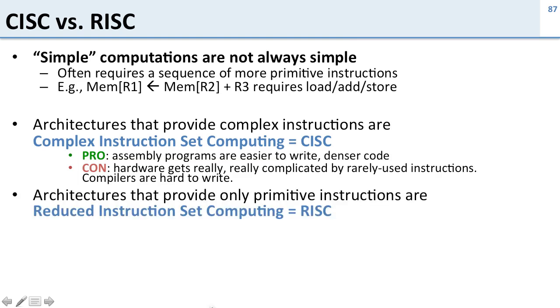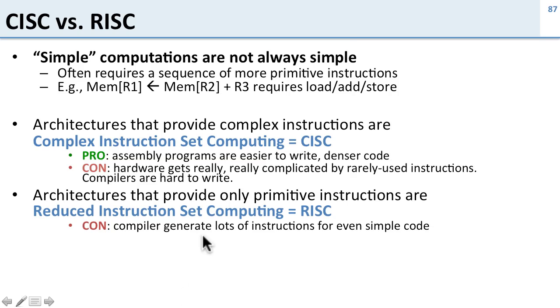The opposite of this are architectures that only provide primitive or simple instructions, and these are called reduced instruction set computing, or RISC. The con of RISC processors is that the compiler needs to generate lots of instructions even for simple code. So we saw how MIPS needs more instructions than x86 because x86 has these more complicated instructions. But the pro of it is that the hardware and compiler are much easier to design and optimize.